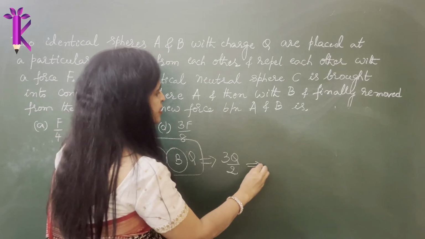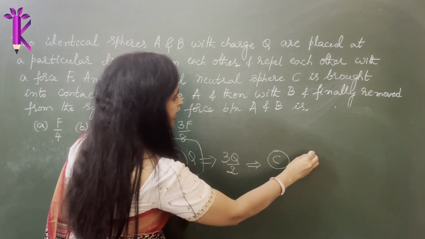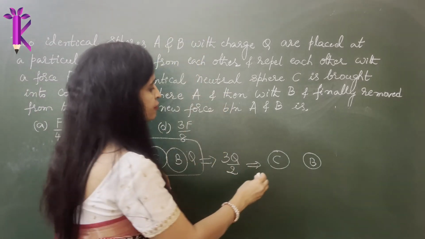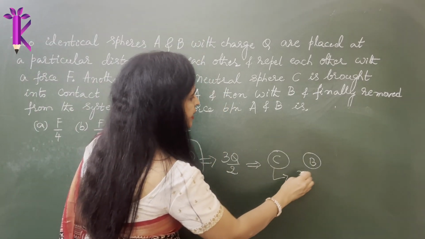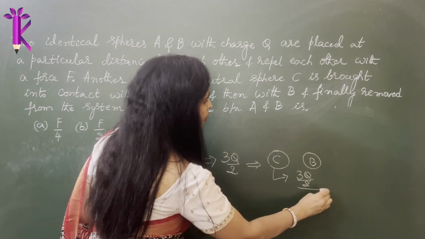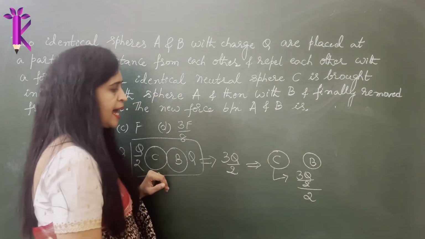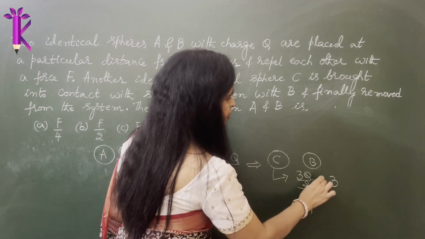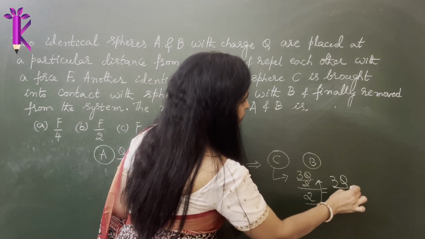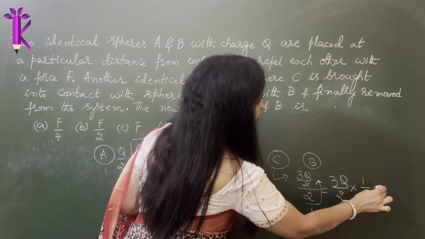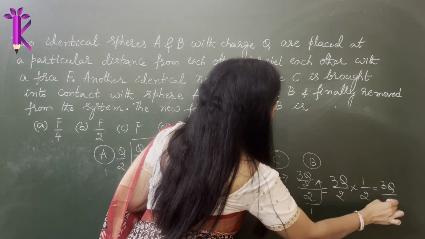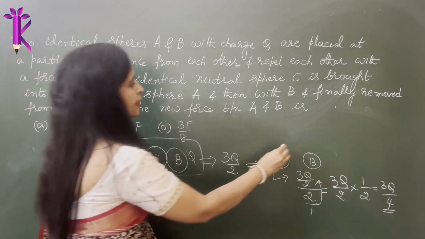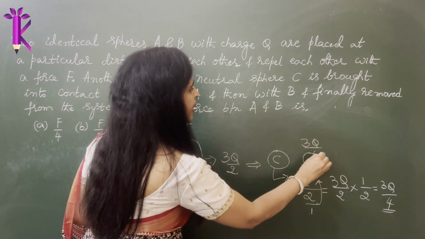Now, what happens if you separate them? You separate C and separate B. What will be the charge on each? It gets equally halved. So how do you halve it? It will be 3Q by 2 whole divided by 2. What will happen to 3Q by 2 whole divided by 2? This gets inverted, the 2 goes to the denominator, and it will become 3Q divided by 4. So the charge on B is now 3Q divided by 4.